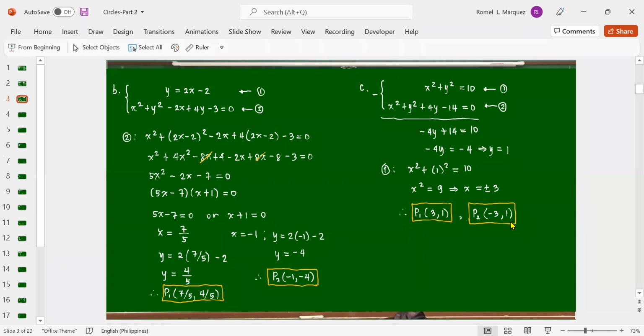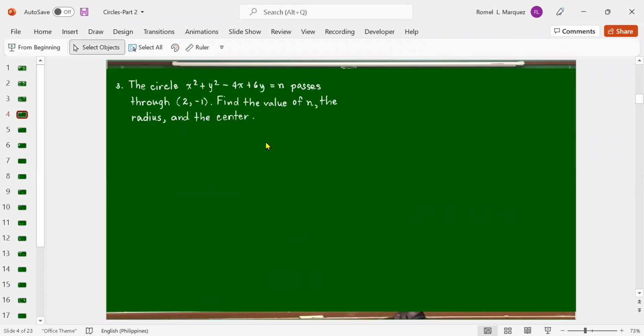Okay, any question with that? So let us have problem number 3. The circle x squared plus y squared minus 4x plus 6y equals n passes through (2, negative 1). Find the value of n, the radius, and the center.